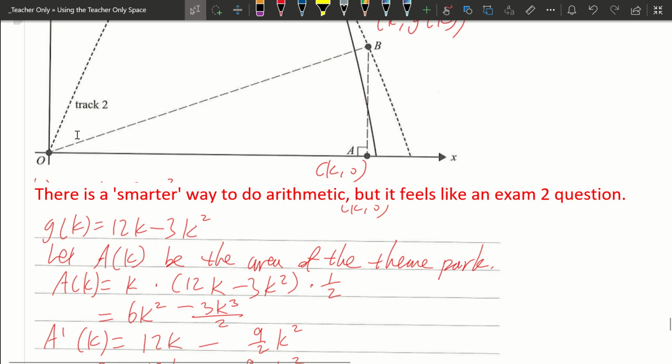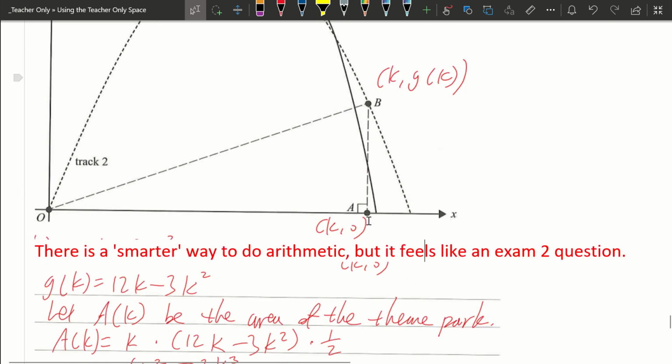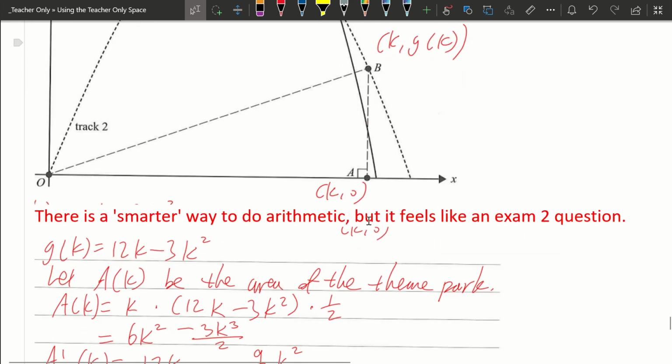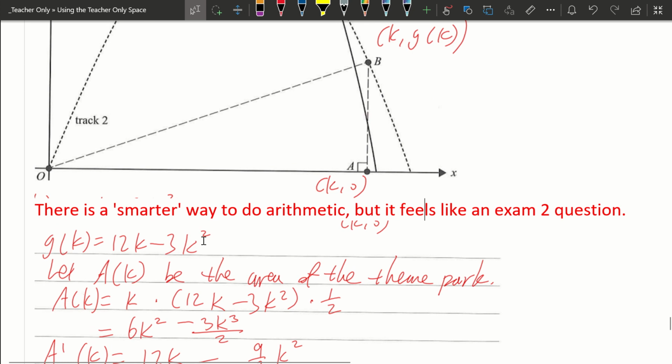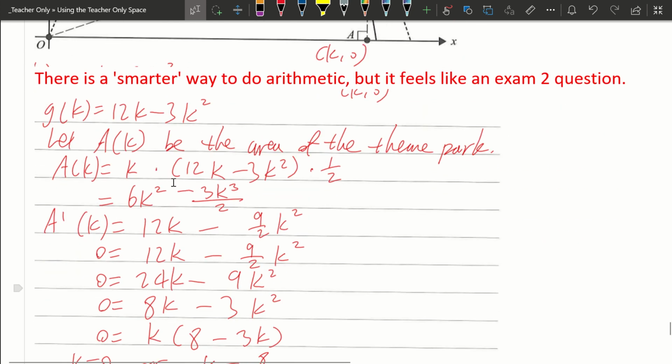So the base is k, because from O to A, the distance is k. The point O is the origin, so the base length is k. The height is the y value of B. The y value of point B is the height of the triangle. So that is just 12k minus 3k squared, and then times half. And I expand the brackets and simplify things, so I get a shorter function.